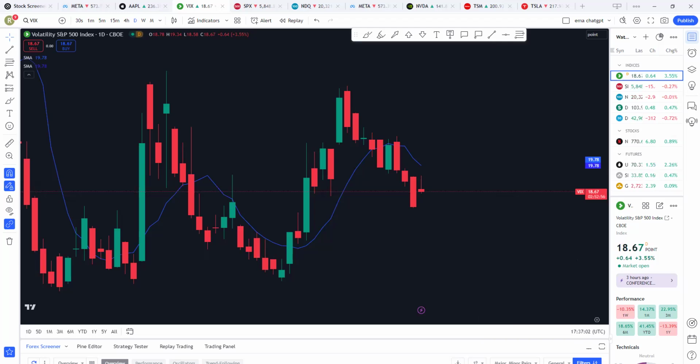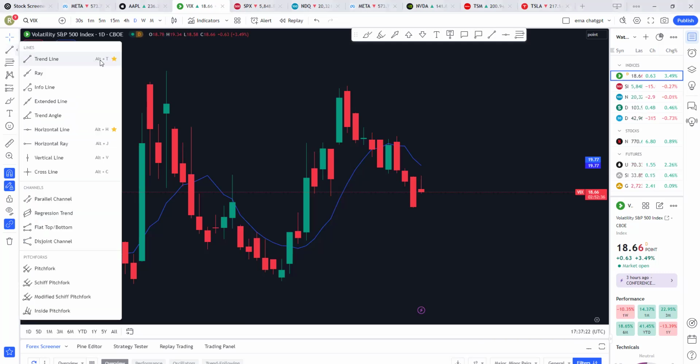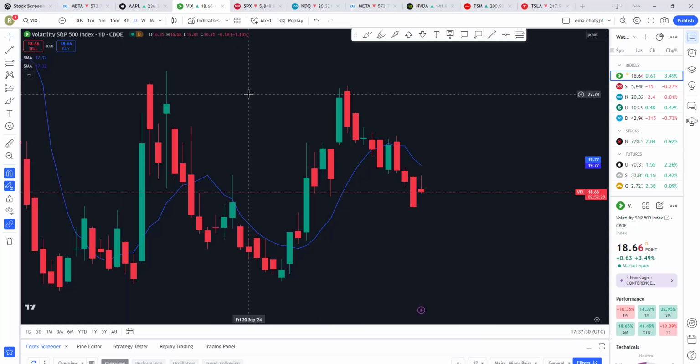Now, we have some best tools that we can use in TradingView. For instance, the first one that's very important, we can use the trend line. You remember I already showed you how to add them as your favorite. You go there and you add the trend line to your favorite. Now what does the trend line do? It helps you identify the direction of the market.